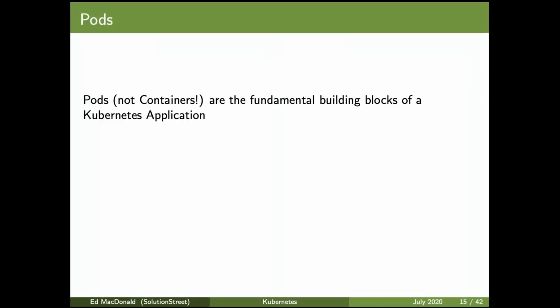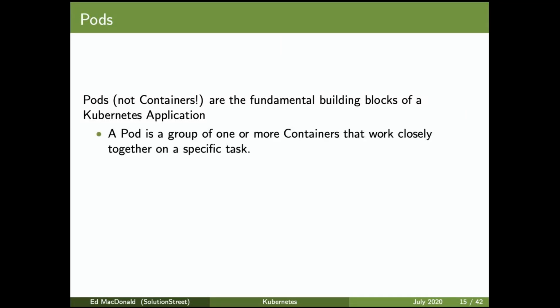Okay, so I have mentioned pods probably 100 times already, so let's finally talk about what they are. Pods, and this is important, not containers, are the fundamental building blocks of a Kubernetes application. A pod is a group of 1 or more containers, so that's how they're related to containers, that work closely together on a specific task. In the demo I'm doing, by the way, each pod only has 1 container. If we have time, we can talk about scenarios where you would maybe want to have more than 1 container in a pod. But for our purposes, a pod contains 1 container.